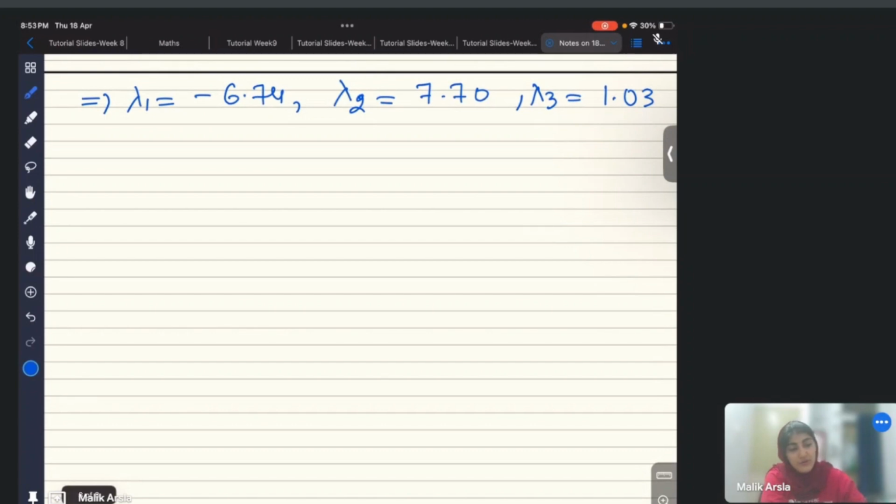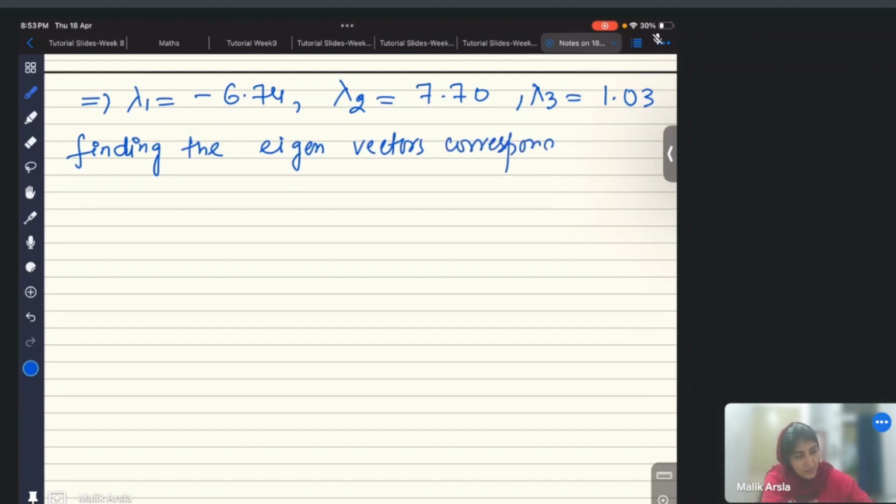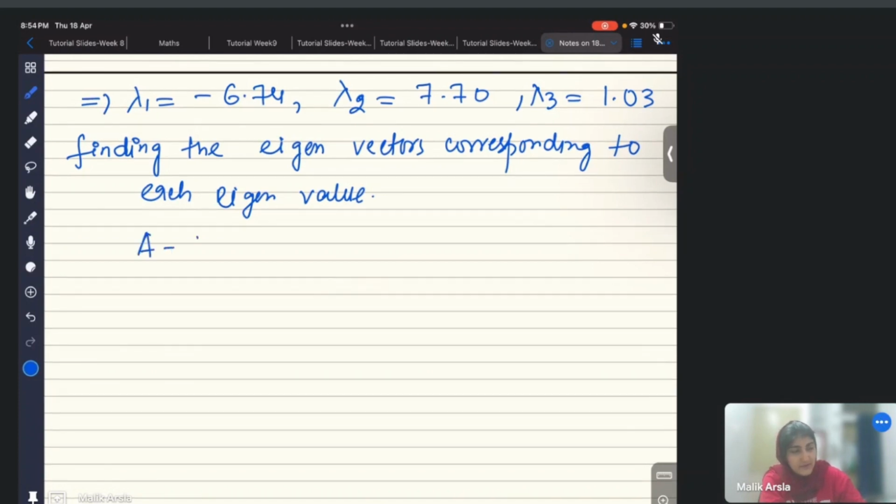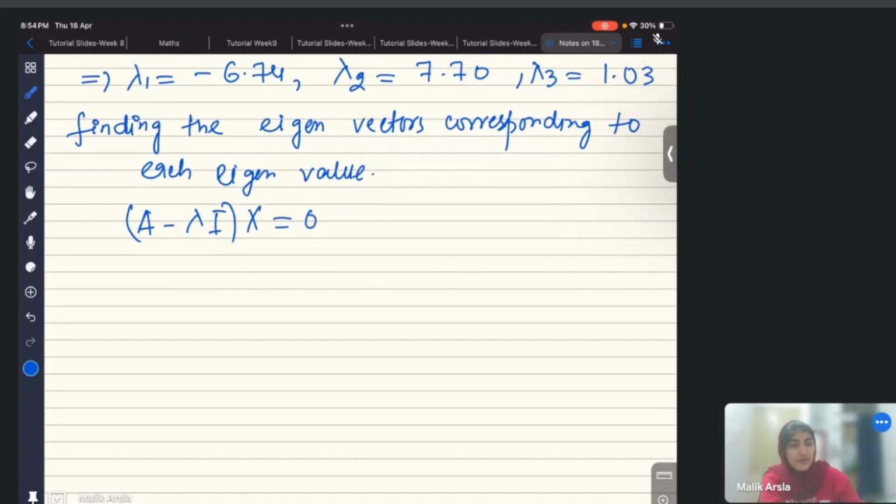Now finding the eigenvectors corresponding to each eigenvalue. It will be simply A minus lambda I times x is equal to 0. So we have to find the x or the solution for this equation.